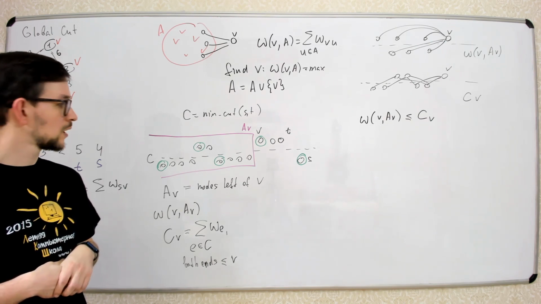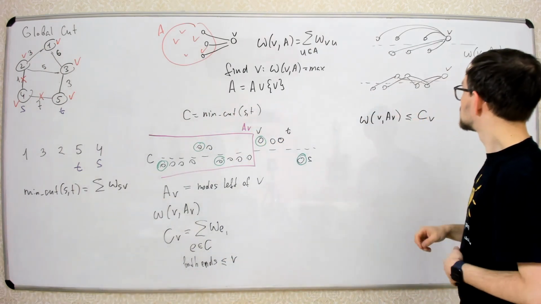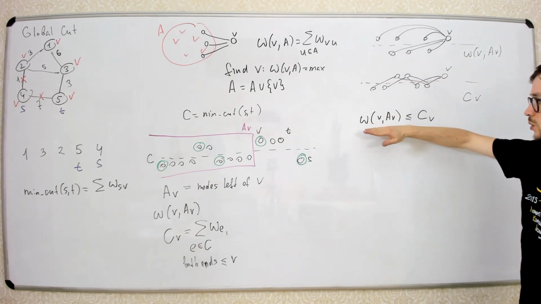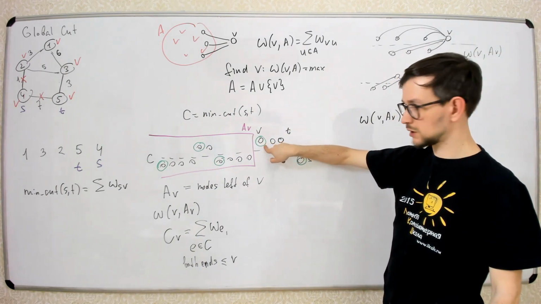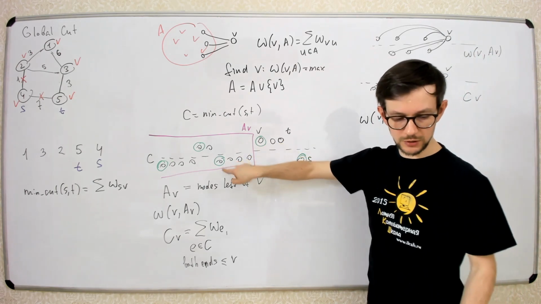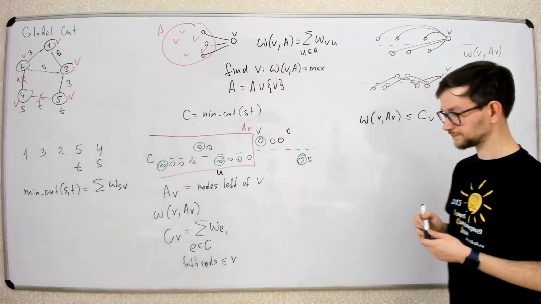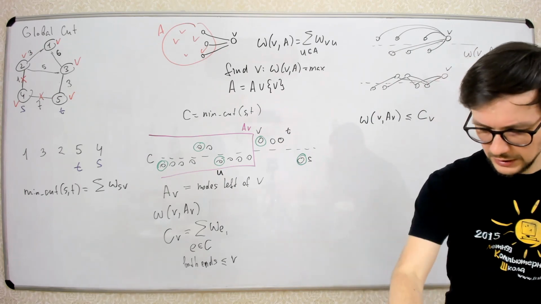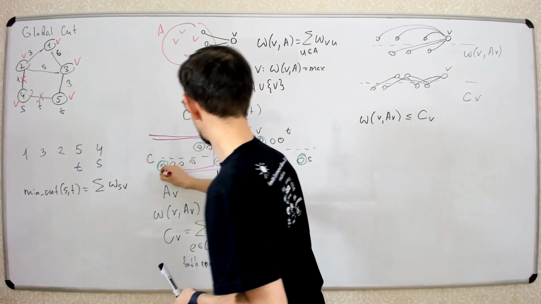Let's prove this theorem. Let's take the node V and look at this thing. This is the total weight of all the edges connected to node V. Let's look at the previous interesting node, let's say it's U, and everything before this U.